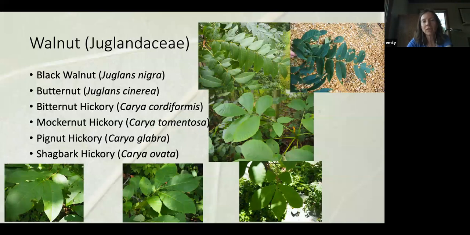Mockernut, pignut, and shagbark are the three on the bottom. This is where life gets a little tougher to be able to tell these guys apart. Shagbark is pretty easy once you see the bark of the tree because it's shaggy. But for mockernut and pignut, I wanted to give you one more heads up on how to keep those separated. And I'm going to go one slide forward.